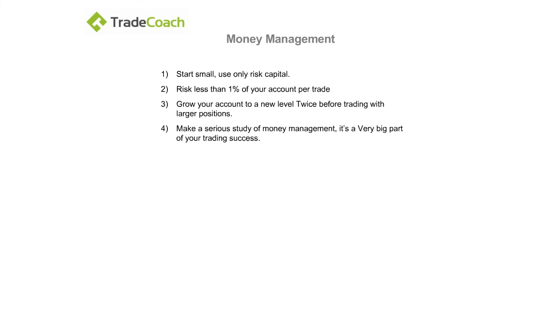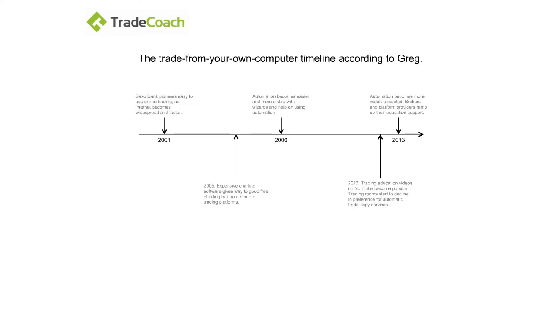So guys, quickly, a note on money management. Please start small, only use risk capital, risk less than 1% of your account per trade, grow your account to a new level twice before trading large positions. The reason I say that is when you're on a real roll and you're doing really well, sometimes you can be sort of drunk with your success and step a little early to high contract amounts and things like that, and then just around the corner is a tough period. So I say grow your account twice before going to a new level, or wait till you're going through a really tough period, and if you feel comfortable then stepping up, well, it probably is more appropriate. Do make a serious study of money management. It is, I think, the biggest part of your trading success.